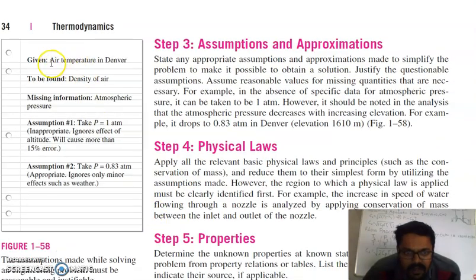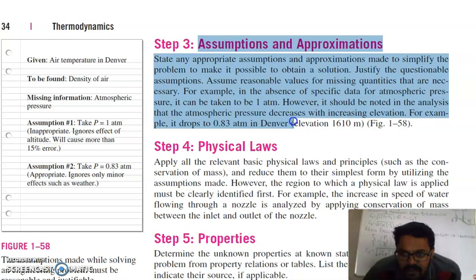Suppose the air temperature in Denver is given, and you have to find the density of air, but pressure is missing. So you can assume something if pressure is not given. You can take 1 atmosphere. And in answer 2, take pressure as 0.283 atmosphere if you take the effect of altitude into account. So this is your assumption and approximation.